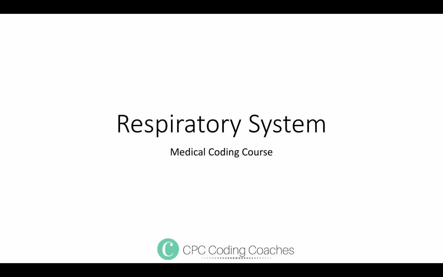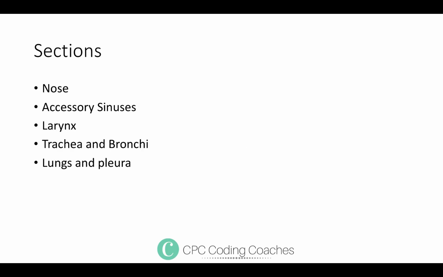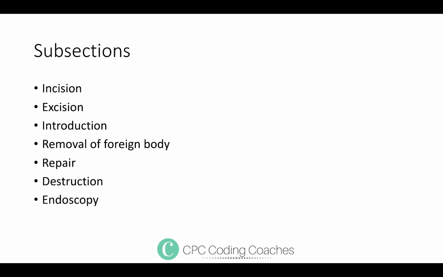Welcome to the respiratory section. In this chapter, the sections are nose, accessory sinuses, larynx, trachea and bronchi, and the lungs and pleura. On your exam, the respiratory section is split with the cardiovascular section, so you should have about 5 questions on respiratory and 5 questions on cardiovascular. The subsections for each section are incision, excision, introduction, removal of foreign body, repair, destruction, and endoscopy.